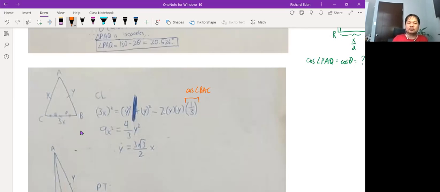We would have 2 minus 2/3, so that's going to be 4/3 y squared. And so there and then you get something nice. X is, or rather y is 3 square root of 3 over 2. So there you go. Okay.